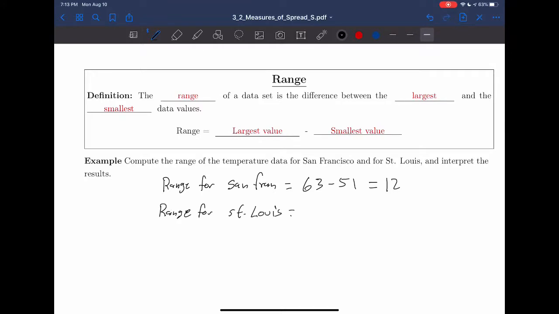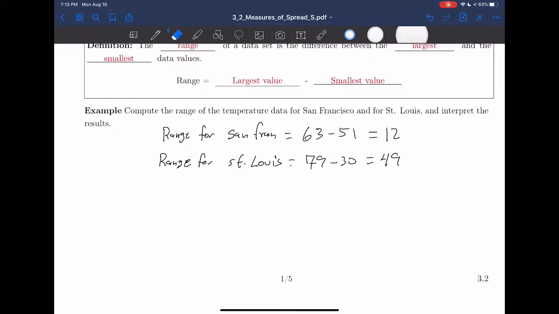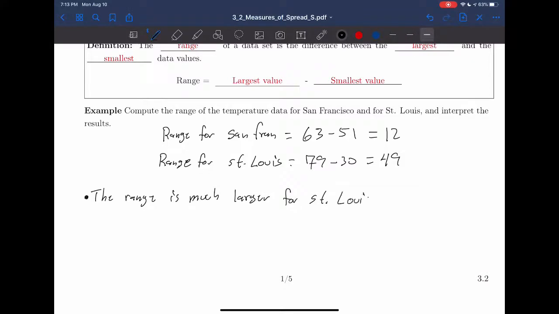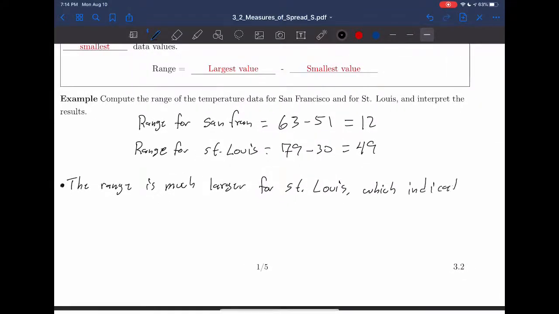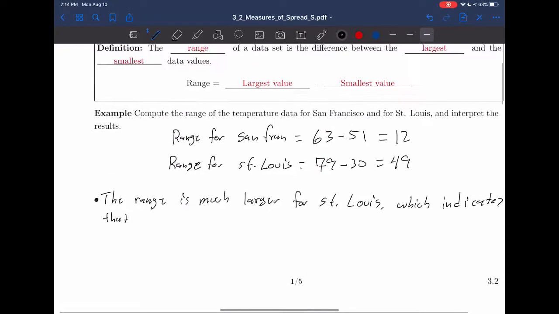The range for St. Louis will be 79 minus 30, where 79 is the biggest temperature and 30 is the smallest, and it will give you 49. This is a really big difference. So this tells you that the range is much larger for St. Louis, which indicates that the spread in the temperature is much greater there.